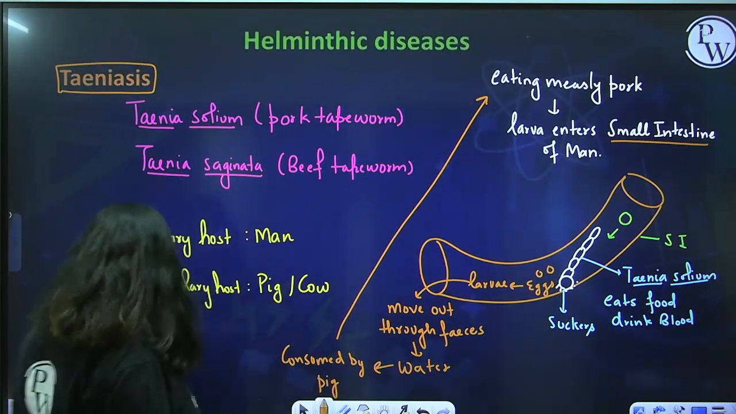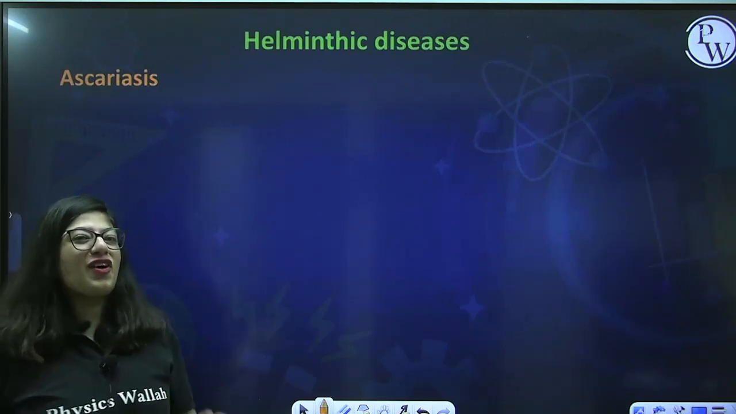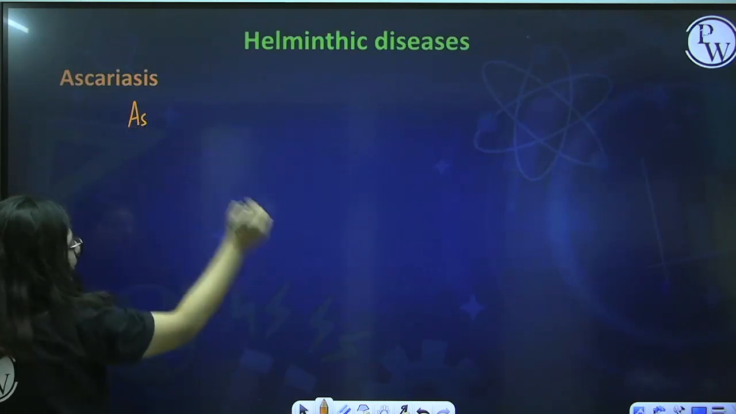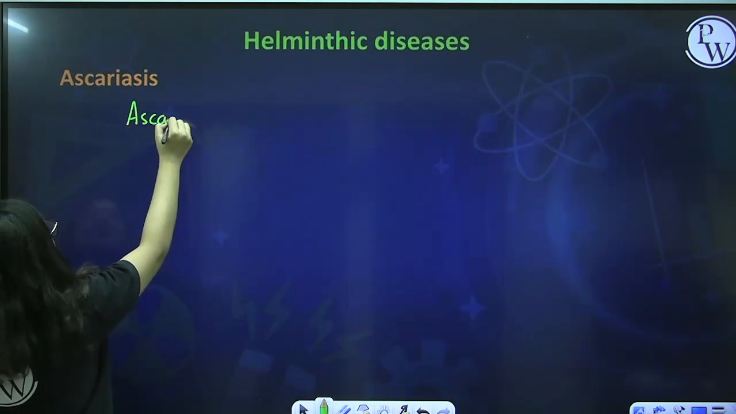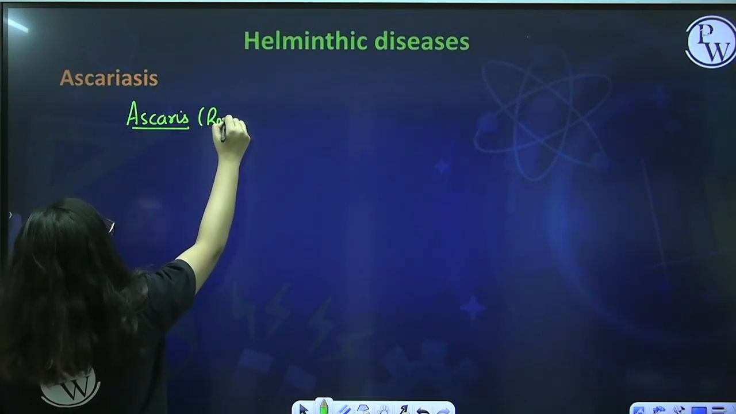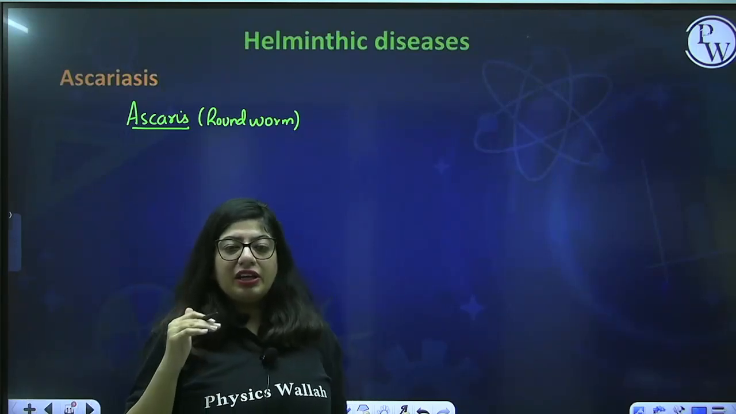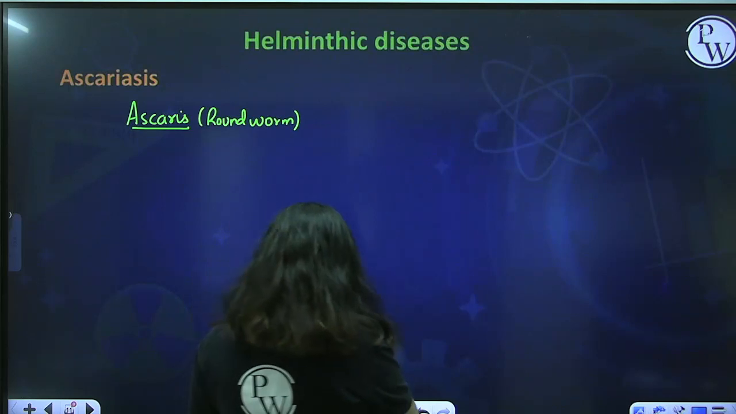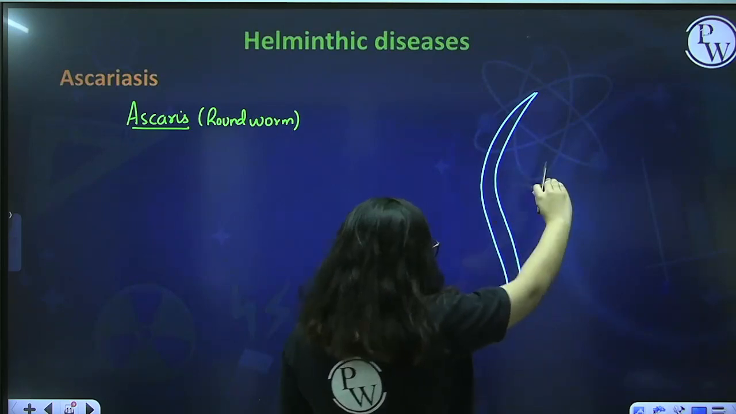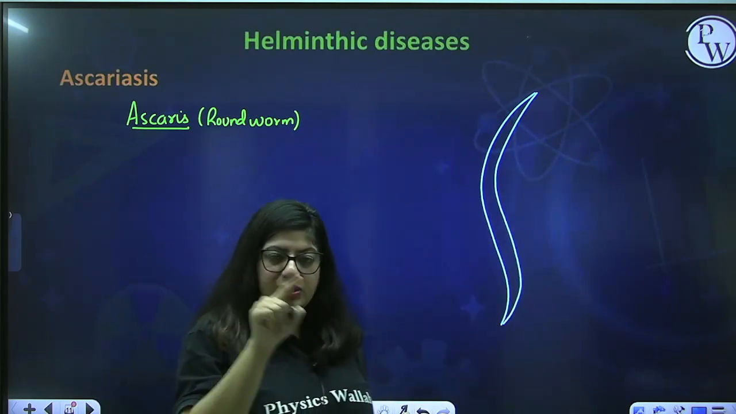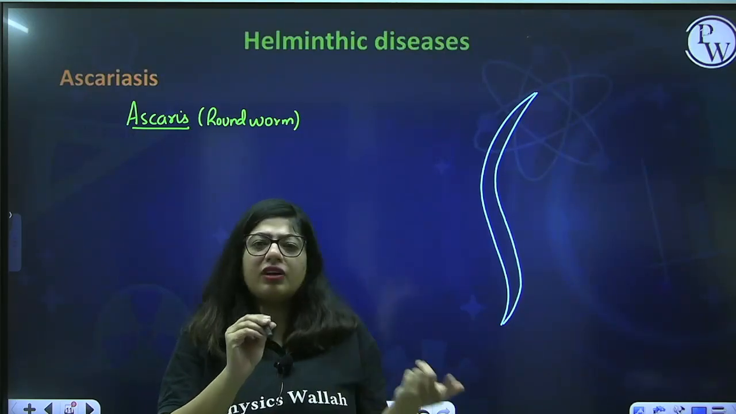Fine. Let's talk about the next helminthic disease, that is Ascaris. Right? Ascariasis is the disease and the causative agent is Ascaris. Ascaris, you must have heard of it, right? It's a roundworm. Ascaris is a roundworm. It's not round in shape. Rather, if we cut this worm, it will appear circular in the cross section. This is how it looks. Very thin, slender body. But when you cut it like this, you will see the round cylindrical body. It has a cylindrical body. If you cut the cylinder like this and see it in the cross section, it will appear circular.